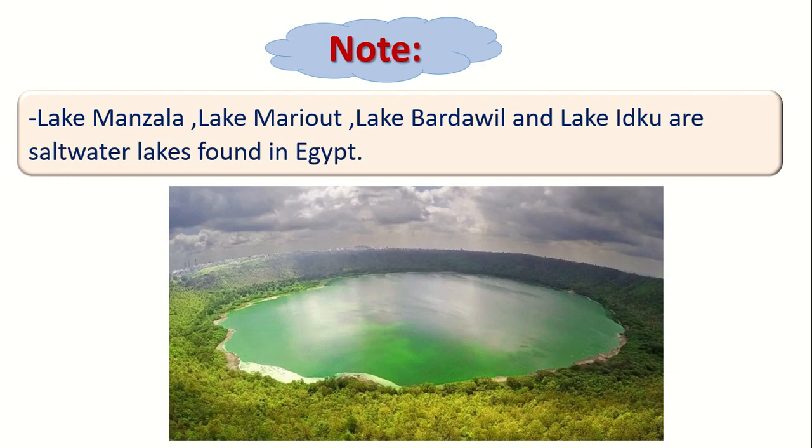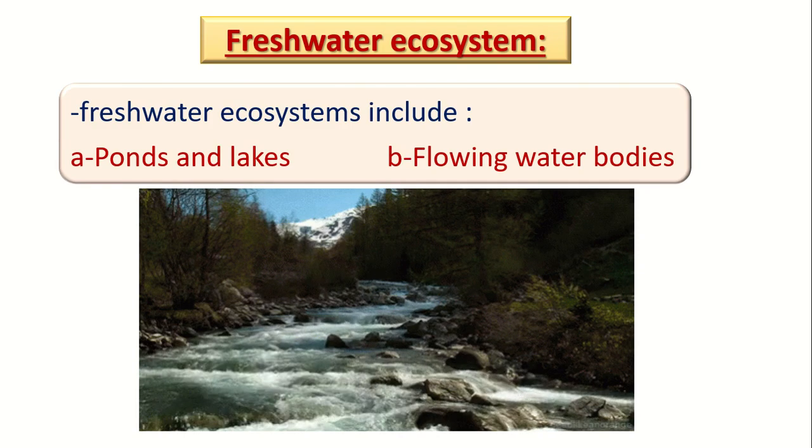Now let's talk about the saltwater lakes in Egypt. We have four. Repeat after me. Lake Manzala, Lake Mariout, Lake Bardawil, and Lake Etku. Again, what are the saltwater lakes found in Egypt? Lake Manzala, Lake Mariout, Lake Bardawil, and Lake Etku. Now we finished the saltwater ecosystem.